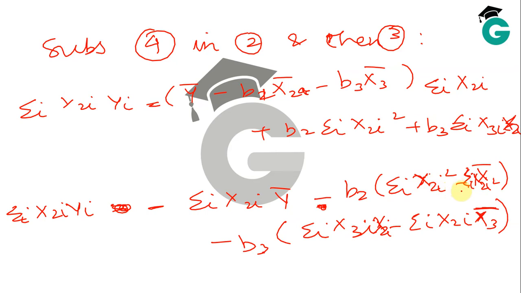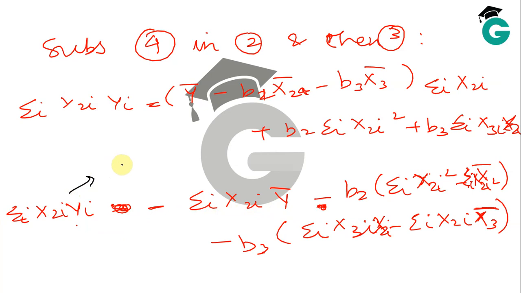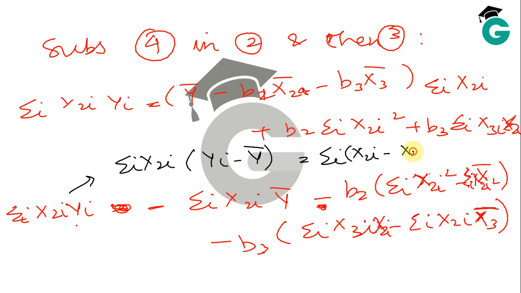The only reason that I'm doing that is because I want to get to a point where I can combine something like x2i yi and x2i y bar, because if you look at this expression here, this can in fact be written as summation i x2i into (yi minus y bar), which is equivalently equal to summation i (x2i minus x2 bar) into (yi minus y bar).